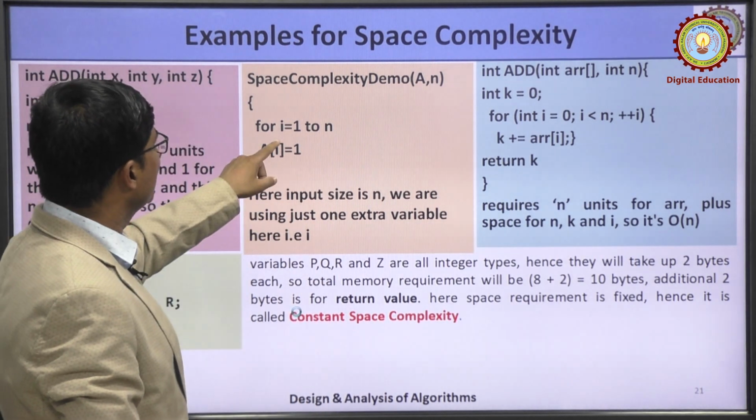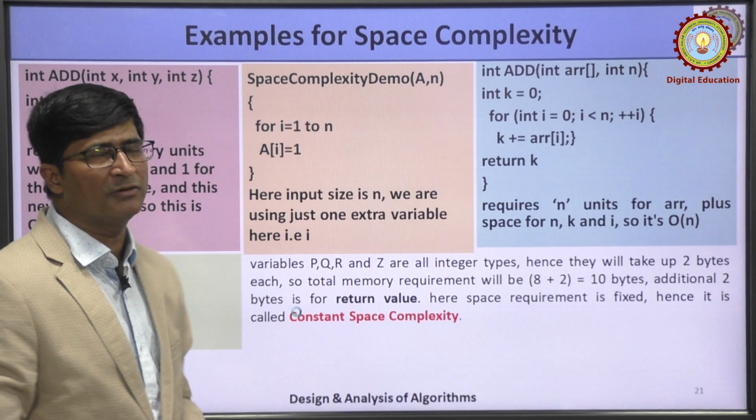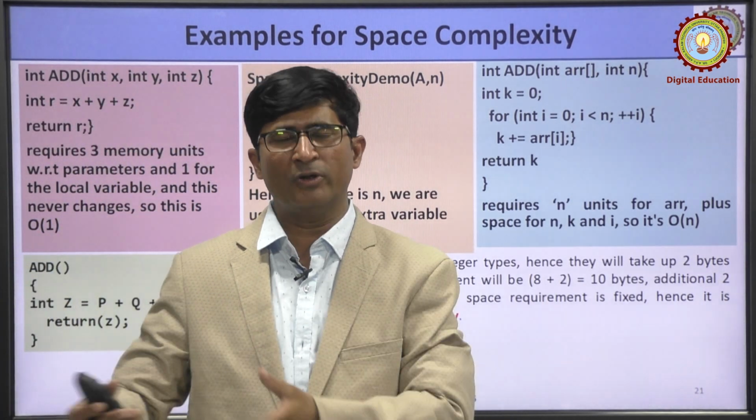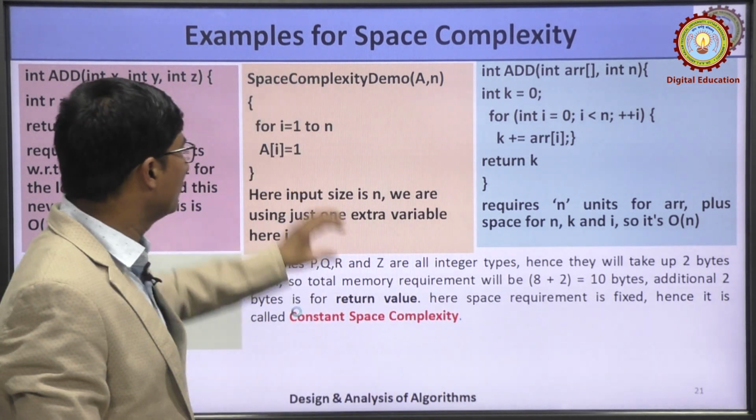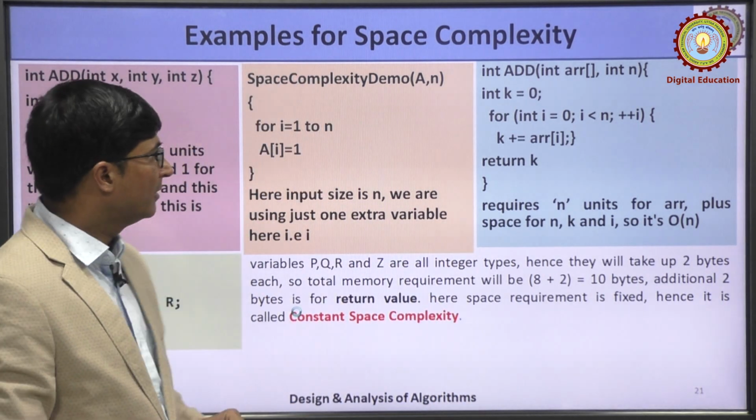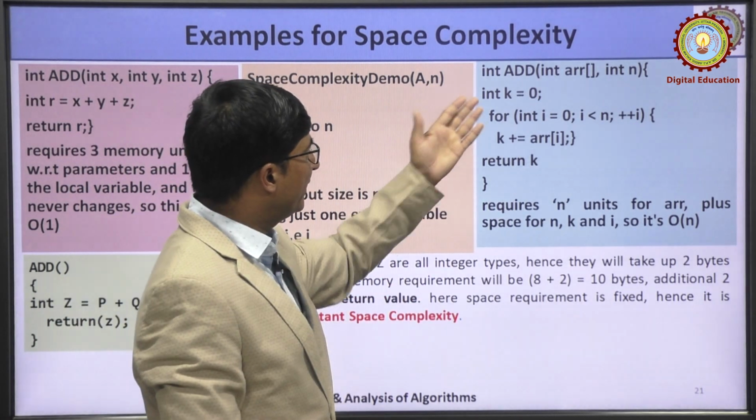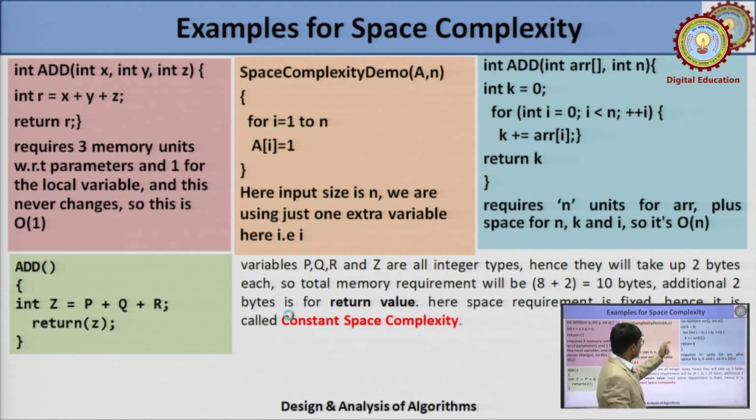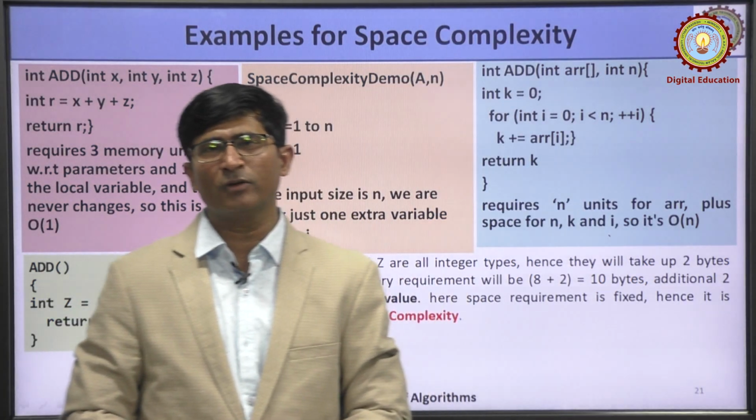Additionally, other than A and n, we are using the variable i as an additional space, which is nothing but a constant. It would add up to a constant value. So the major term over here is order of n. In the third case, again we have passed an array and integer variable n. In this case also, it requires n units for A, plus 1 space each for n, k and i. So these are 3 different variables which are additionally being used. Again this adds up to a constant value, so the major term would be order of n.